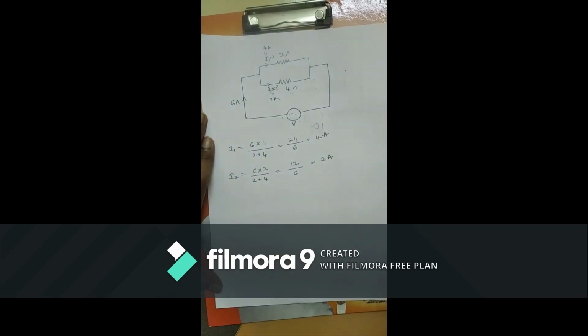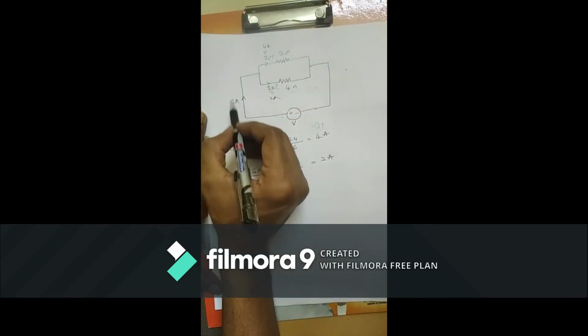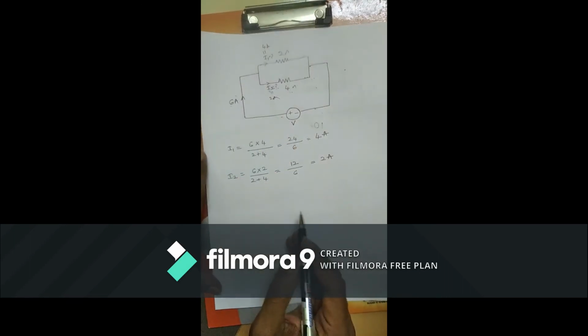Just add these branch currents, and you will get the total current, 6 amperes.